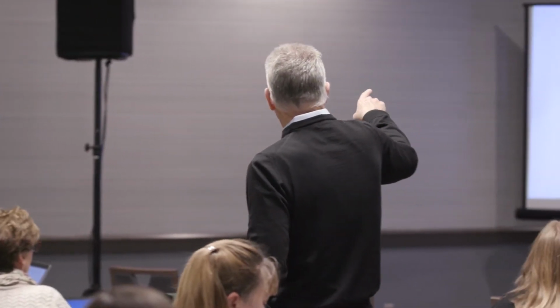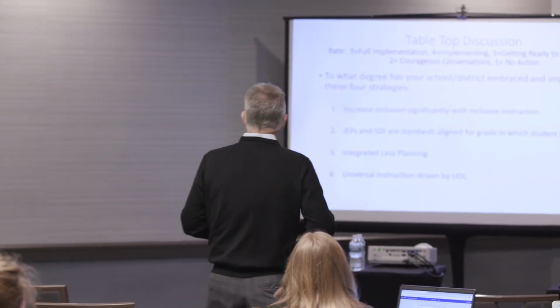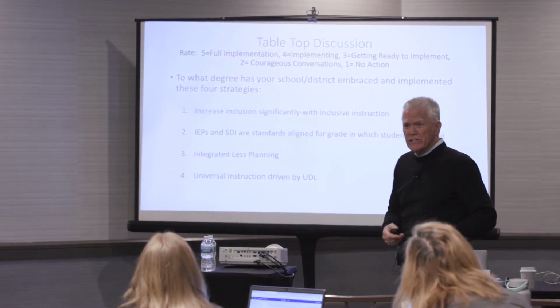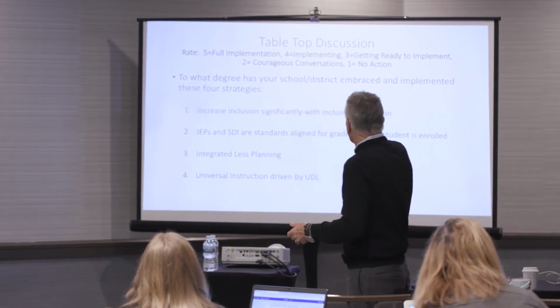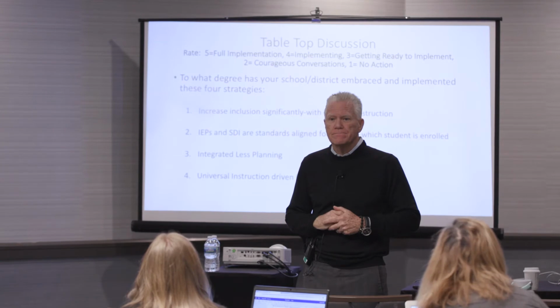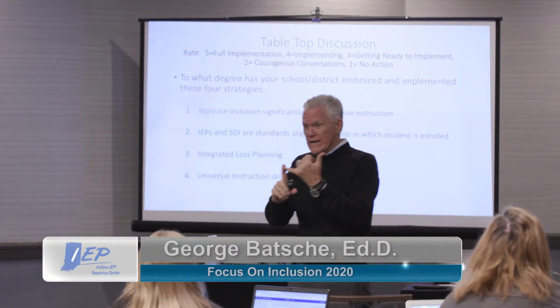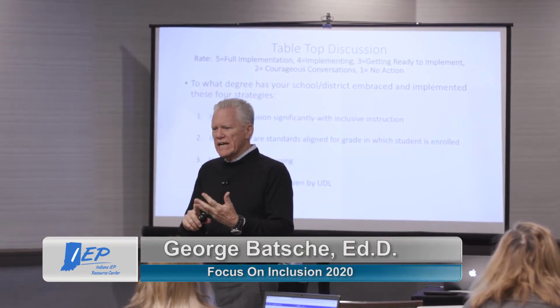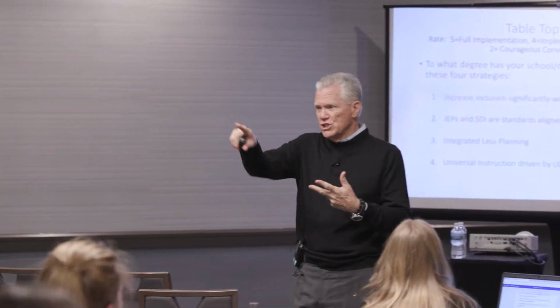Okay? I want you to first read each of these. By yourself, I want you to put down a rating for how well you think your school or district is implementing this. So a 5 is full implementation, 4 is you're implementing, 3 is you're getting ready to implement, 2 is you're having courageous conversations around wanting to implement, and 1, you're just not addressing it. Got the rating? So first, read it. I'll read them to you. Would that help? First, read it. Second, privately do a rating. Third, share with your table.